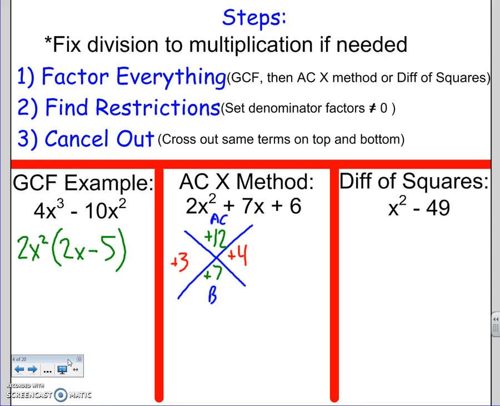We found the 2 numbers on the side. Put them in parentheses next to x. That's really x plus 3, parentheses x plus 4. And the last step of the AC method is always divide by a. So a was 2.